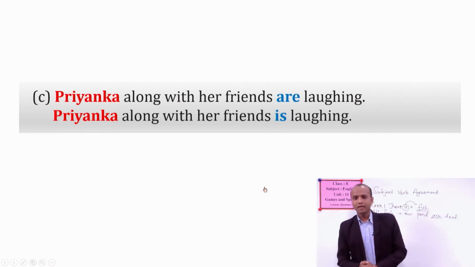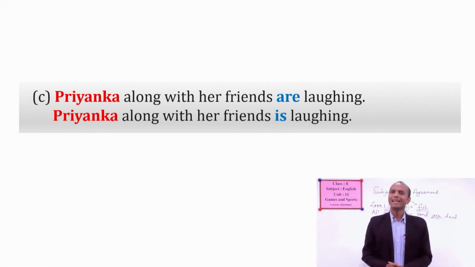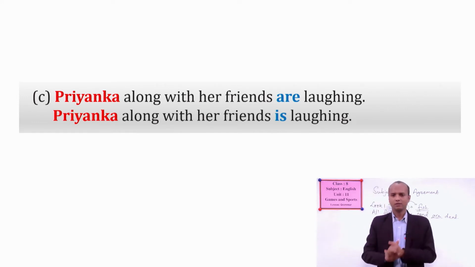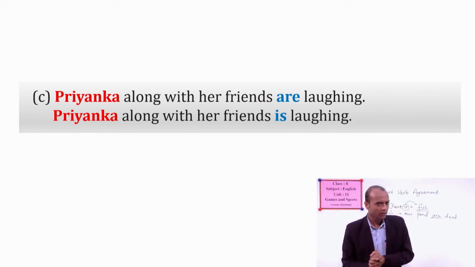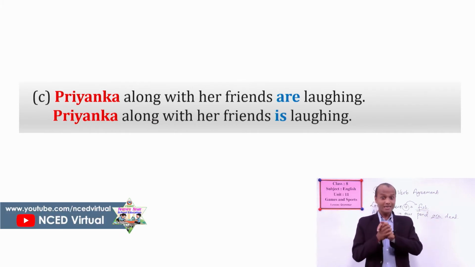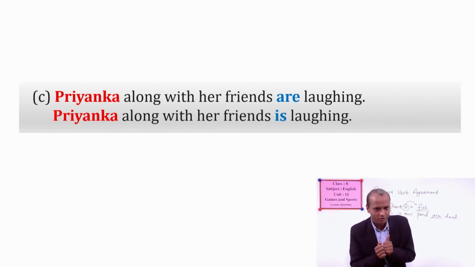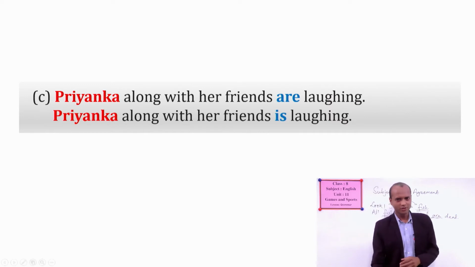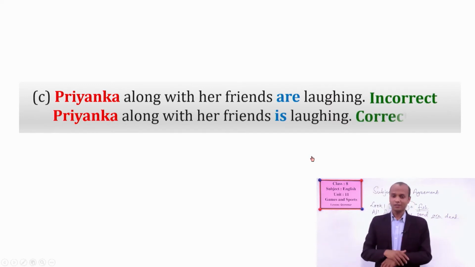Number C: Priyanka along with her friends are laughing. And Priyanka along with her friends is laughing. Which one is the correct sentence? Can you guess it? The first one? Sorry, dears, the first sentence is not the correct sentence. Look here, this is incorrect. The second one is correct.